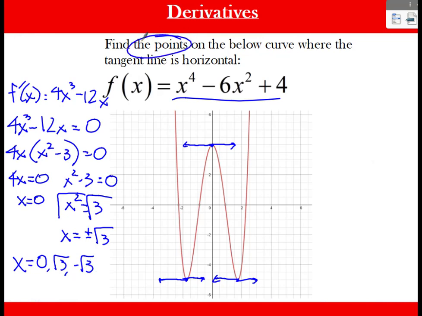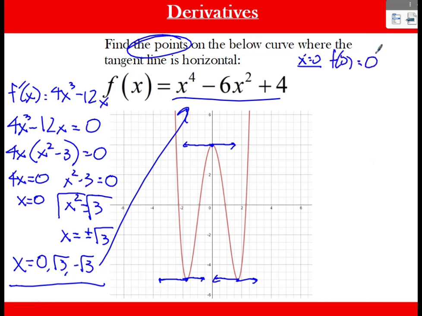Now it says find the points. A point is comprised of an x value and a y value. So I need to find the y values for these 3 x values. How I do that is I take these and I plug them into the original function. So for 0, plug that into this one right here. So f of 0 is 0 to the 4th minus 6 times 0 squared plus 4, which gives me 4. So my point (0, 4) is where it has a vertex of a parabola, and you can see that is indeed the case.